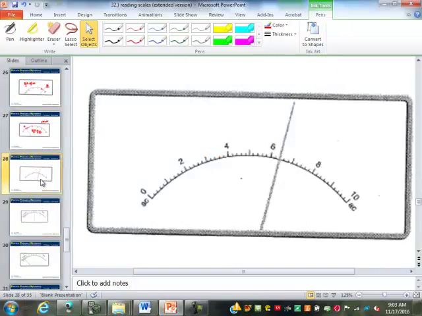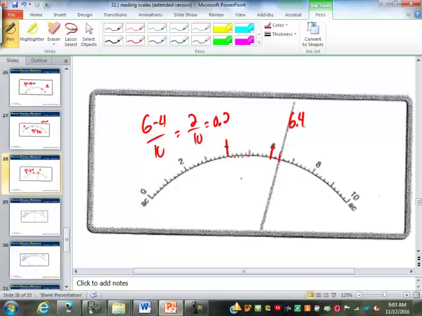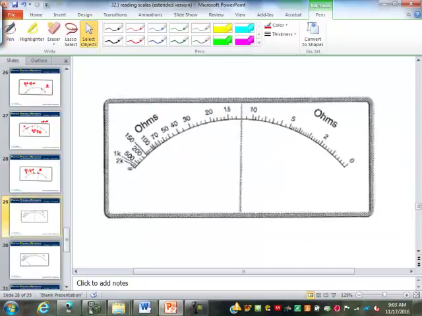Okay, for this one, what's each division stand for? We're going from 4 to 6. So 6 minus 4 is 2 units. How many spaces? 1, 2, 3, 4, 5. So there's 10 spaces. So each division is 0.2. So that's 6.2, 6.4. What's this one reading?